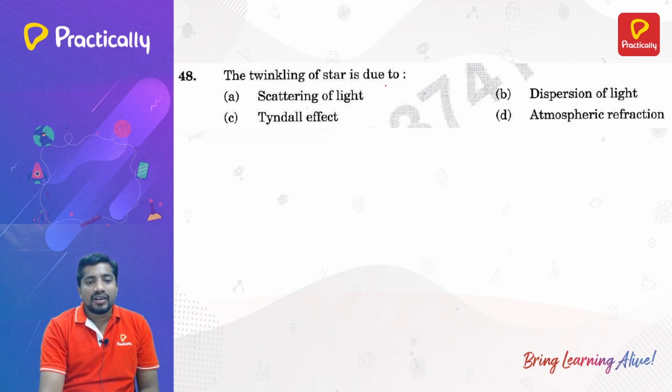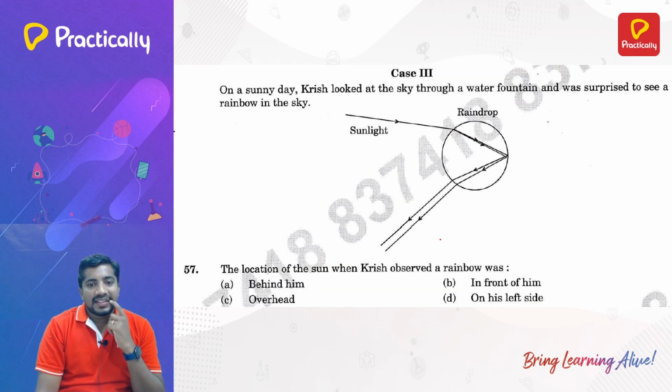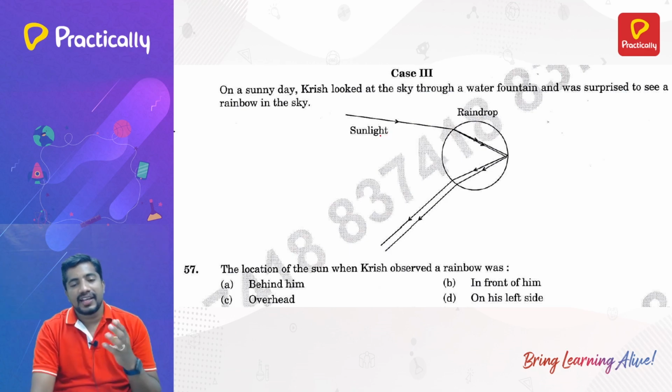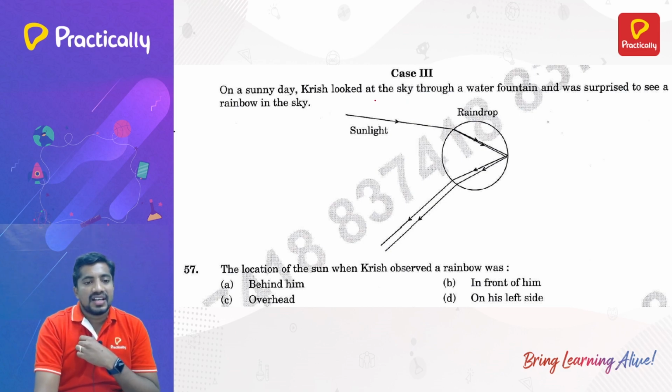48. The twinkling of star is due to atmospheric refraction. Option D. And there is a case study here. The case study we have to go through and then choose the correct answers for the given questions. On a sunny day, Chris looked at the sky through a water fountain and was surprised to see a rainbow in the sky.